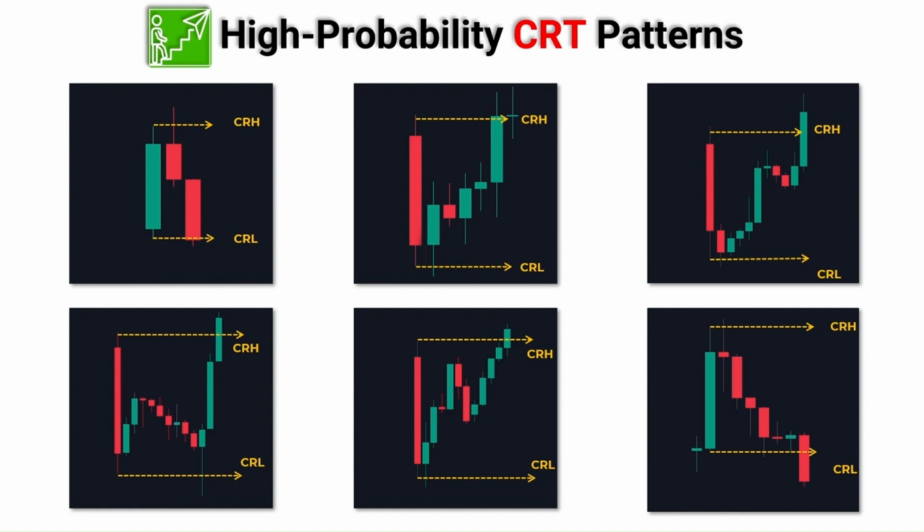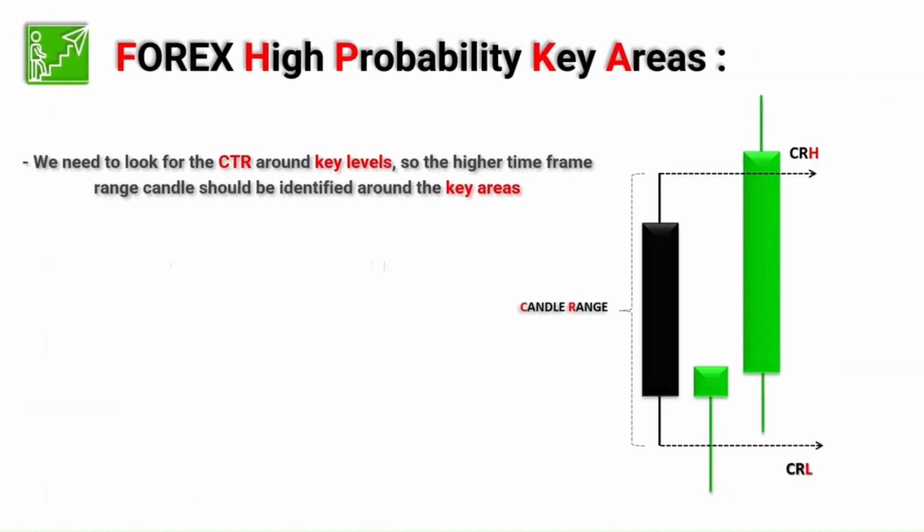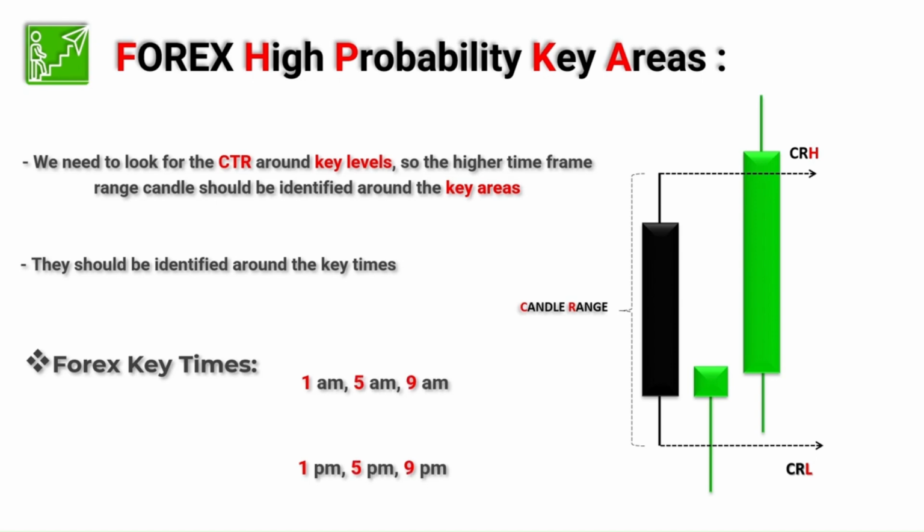In the first step of trading using CRT, we need to look for specific candles that indicate an accumulation phase around key levels, so the higher time frame candles should be identified around the key areas. For having high probability CRTs, they should be identified around the key times, so we should consider the candles formed at 1 a.m., 5 a.m., and 9 a.m., 1 p.m., 5 p.m., and 9 p.m.